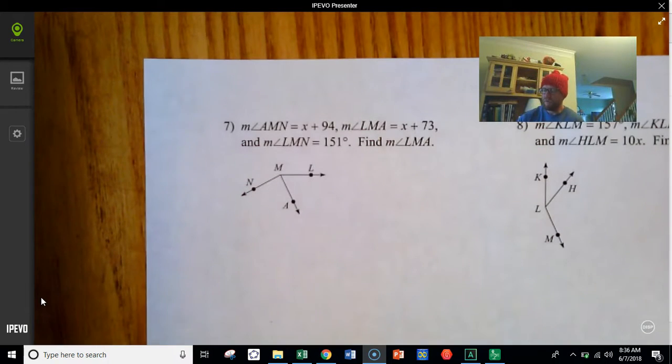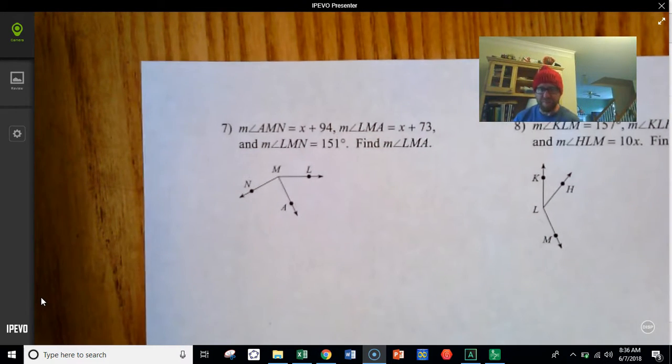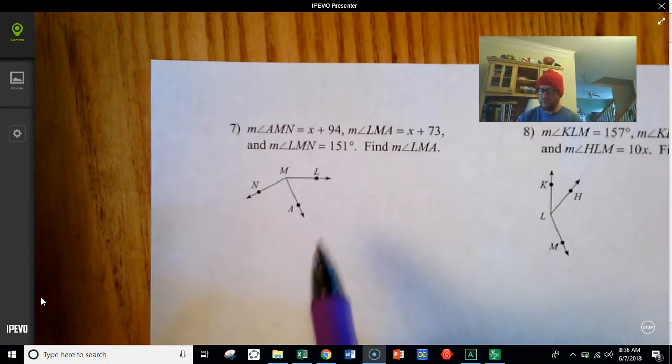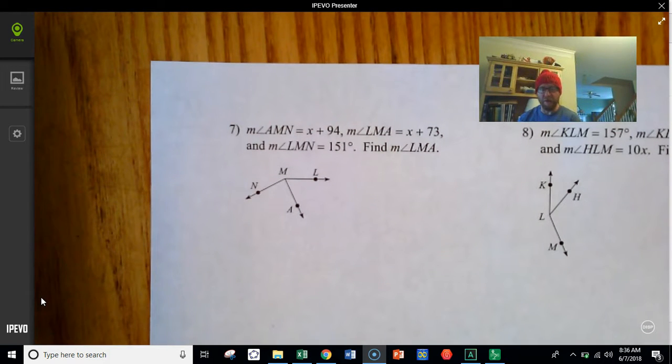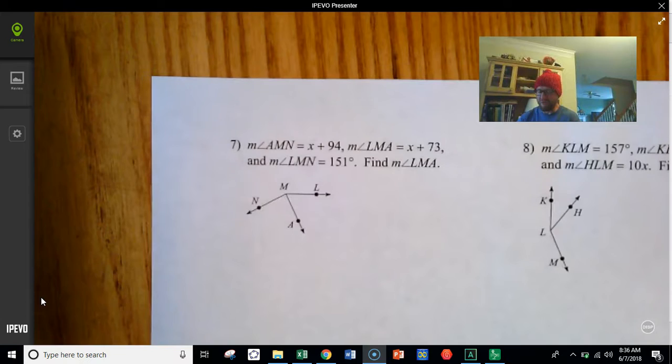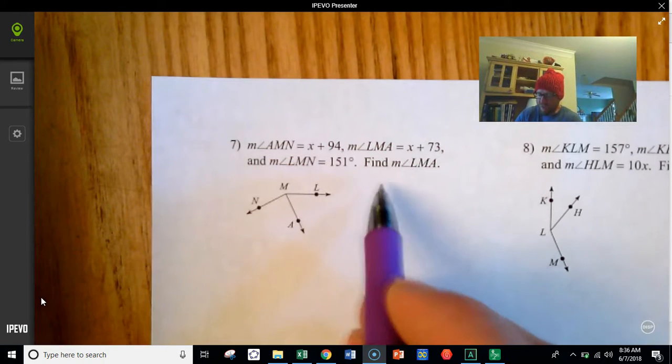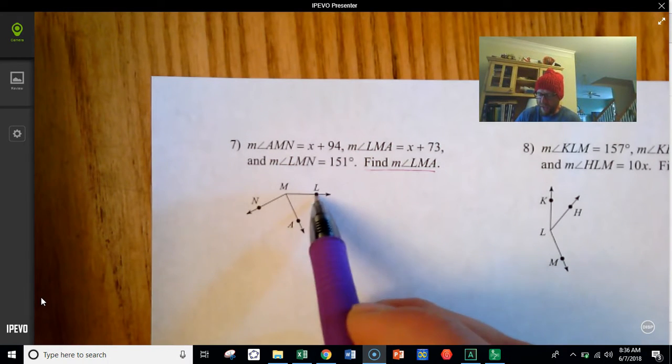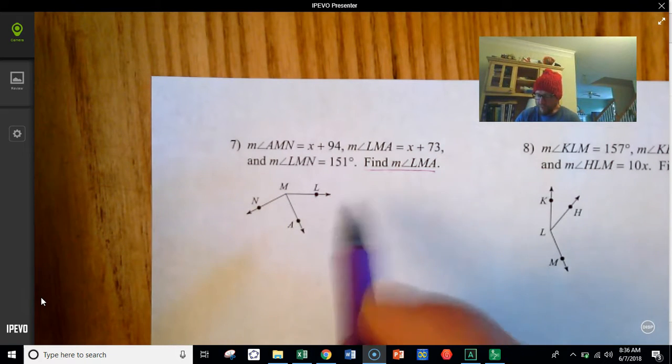All right, we're going to continue. Just a few more examples here of using angle addition to find out angle measures, well, angle addition in solving equations. So here we're trying to find the measure of angle LMA.